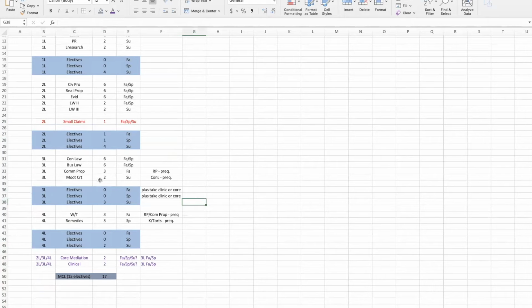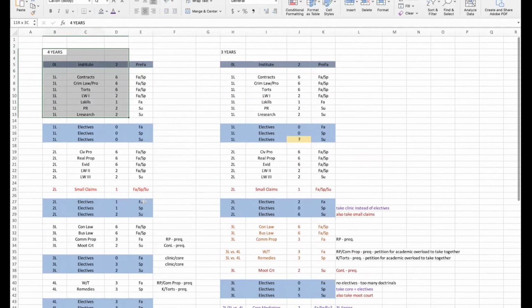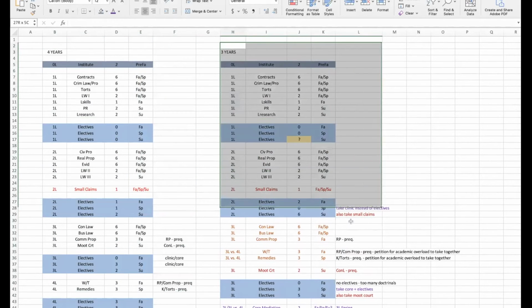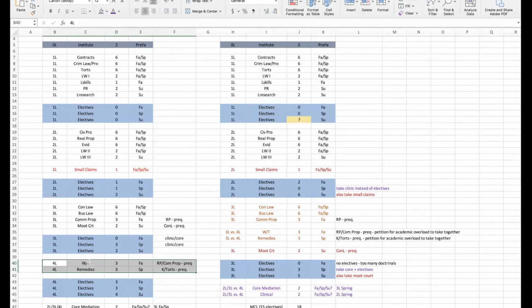So once they understand what it looks like to do a 4-year plan, then I switch to the 3-year plan Excel sheet. This compares the 4 years on the left with the 3 years on the right. After I've explained all the requirements, you can see you have to take community property in the fall, but you have to take real property first in your 2L year in order to take it. I go straight to this section right here, the 4L year, because they're basically trying to graduate early, which means they need to take wills and trusts and remedies sometime in their 3L year. The only way to do that is to take more required courses in the fall and the spring, which means they need to petition for the academic overload.